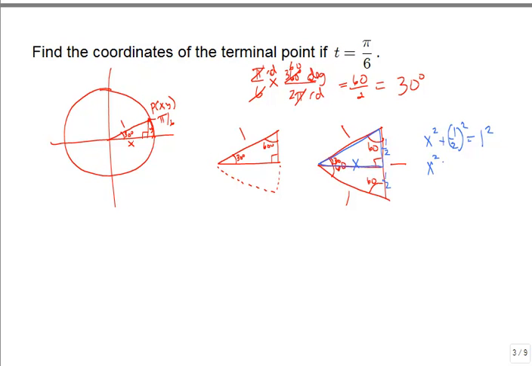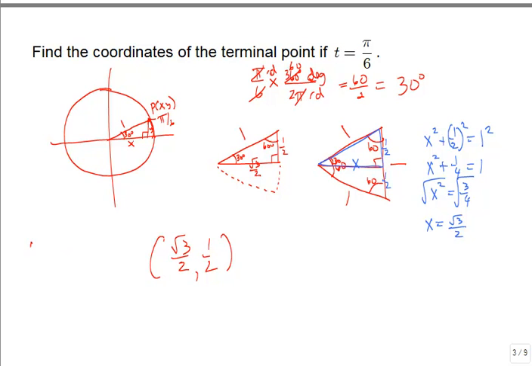And if we solve this, we get x squared plus a fourth equals 1. If I subtract the 1/4, I get 3/4. And if I take a square root of both sides, I'm going to get square root of 3 over 2. So this distance right here is root 3 over 2, and this was half of that full length 1. So what we end up with is this horizontal distance, which is our x coordinate, is root 3 over 2. And this vertical distance, which is what our y value is, is 1/2. So the terminal point associated with pi over 6 is root 3 over 2, comma 1/2.